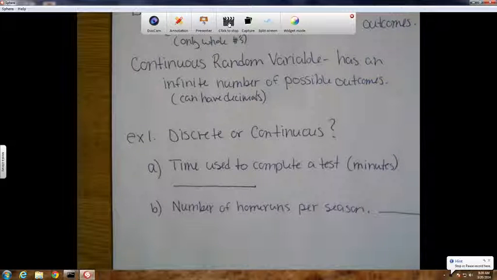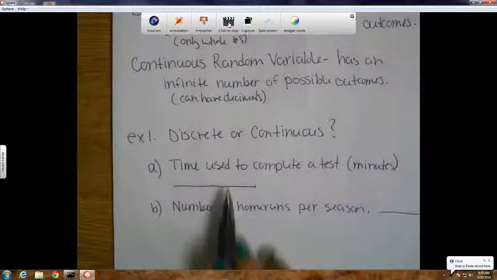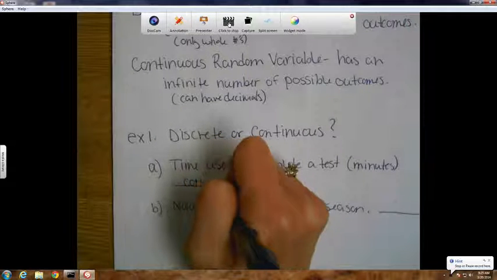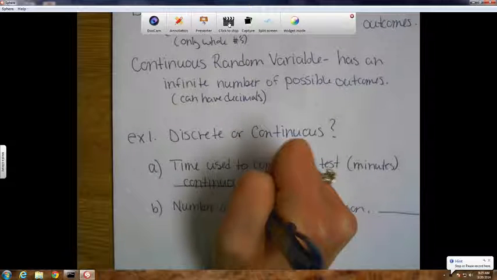Do you think that first one is a discrete situation or a continuous situation? Why continuous? You could have like 35.6 minutes, or you can get in between. It doesn't have to be 35 minutes or 36 minutes. You can get stuff in between. That's how you can tell. So there's an infinite number of possible answers here. So that's what makes this one continuous, because I can get in between there.